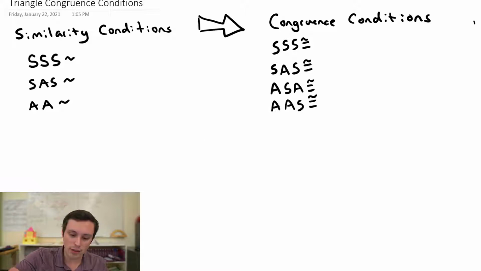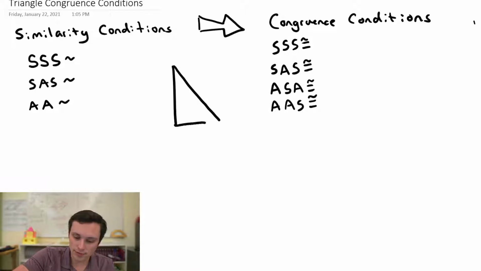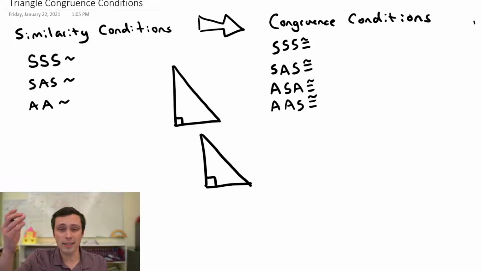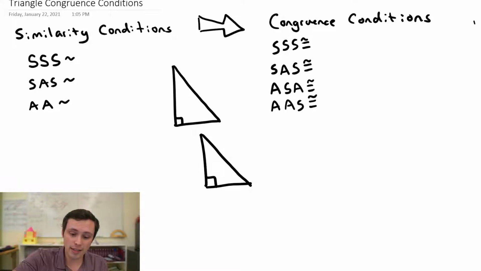So let's draw a right triangle, and let's mark our 90. There's one called the hypotenuse leg test. Let's just look at that one directly. In the hypotenuse leg test, they're saying that your hypotenuse is the same length in both of them.